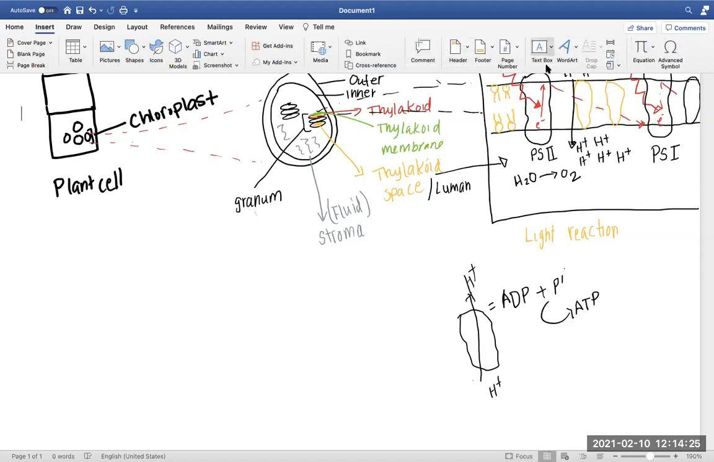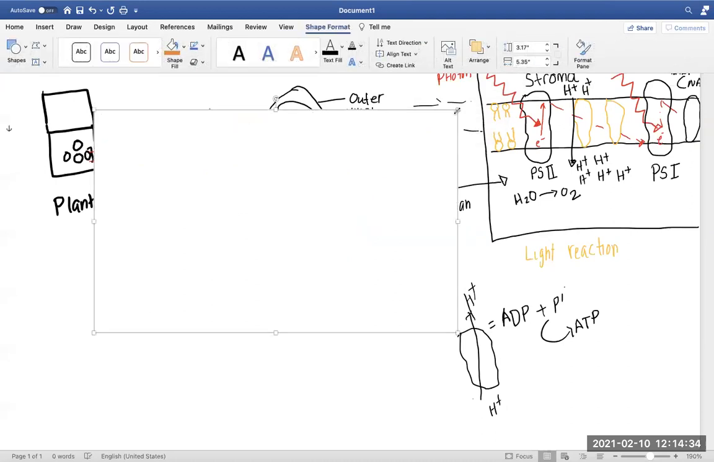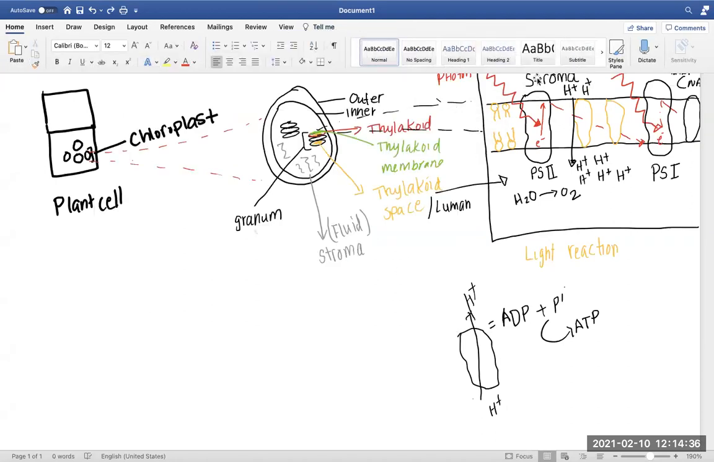Professor, when it goes from NADP plus to NADPH, is it just attaching a hydrogen bond? It's giving it the electron. So NADP plus is the final electron acceptor. It accepts the electron. It's like Uber, like I said.